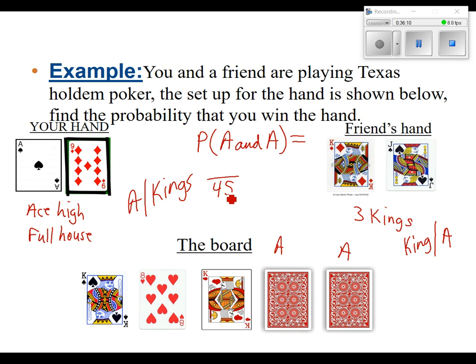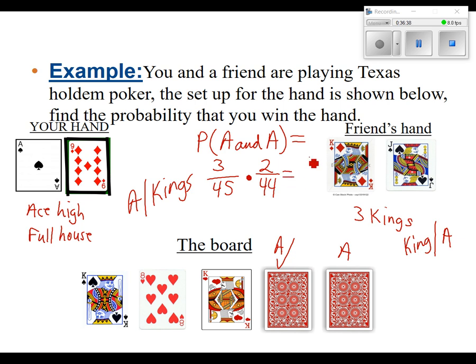Now be careful. Is it 1 out of 45? It's 3 out of 45, right? Because there's still 3 aces left in the deck. Now, what's the probability that you get, so let's say this one works and you get that first ace, what's the probability you get that second ace? 2 out of 44. 44, everybody agree with that? Yeah.